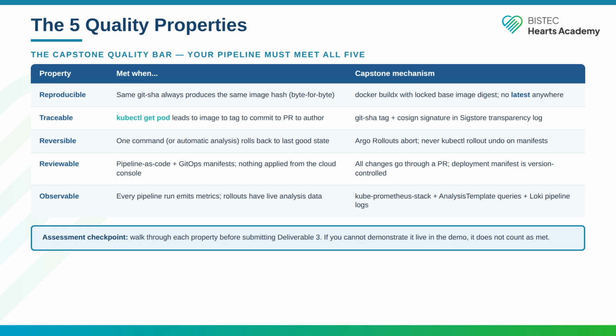Observable means every pipeline run and every rollout emits metrics. Argo Rollouts ships a metrics endpoint that the Prometheus stack scrapes automatically. The rollout phase metric tells you the current state of every rollout in the cluster. A Grafana dashboard can show you the rollout history alongside the application's 4 golden signals.